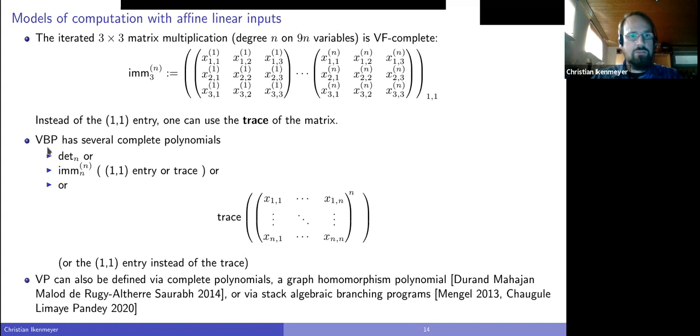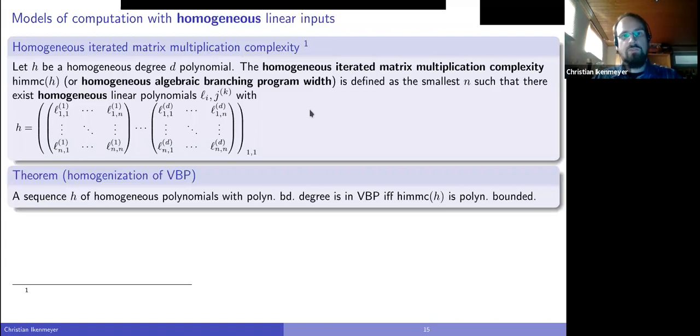And now VBP also has several complete polynomials. It's the determinant, but it's also the iterated matrix multiplication of n matrices that are all n by n. And here you can take the 1, 1 entry or the trace, or you can take the trace of a power of a matrix or the 1, 1 entry of that. So these are all different complete polynomials for VBP. So it has a lot of different ones. And for VP, it's a more difficult and subtle thing, but you can find complete polynomials as well for VP. But I want to focus a bit on VBP because it seems to be the most natural one to focus on. And I want to rewrite this.